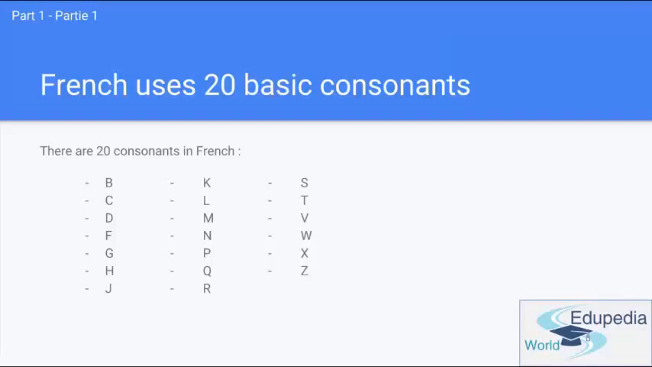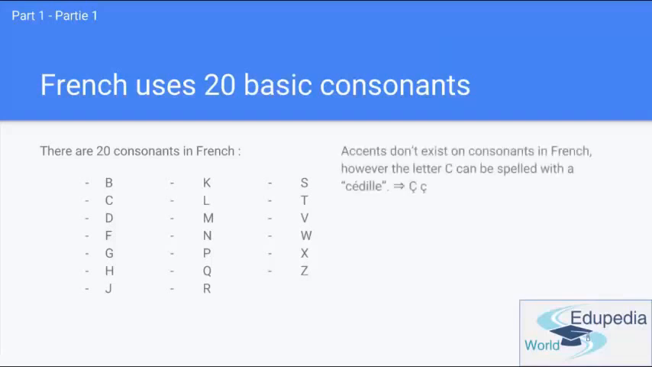Now, accents don't exist on consonants in French. However, we have the letter C, which can be spelled with a cédille. And when it's spelled with a cédille, it can be either in capital form or in small form. And you can see those here. So you remember accents? We saw those in the previous lectures, and they are added on vowels. For example, we had accent aigu, accent grave, and accent circonflexe. If you don't remember them, you can of course review that lesson.